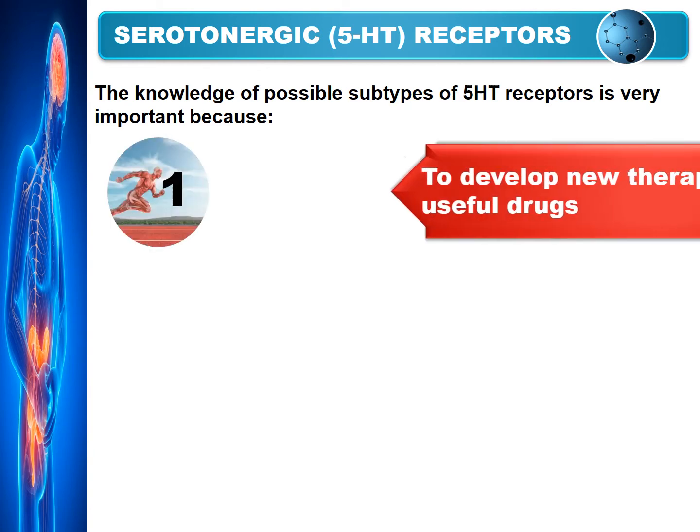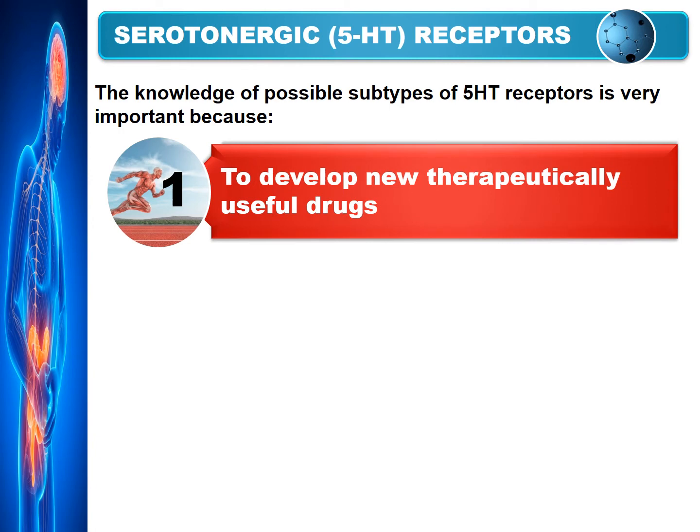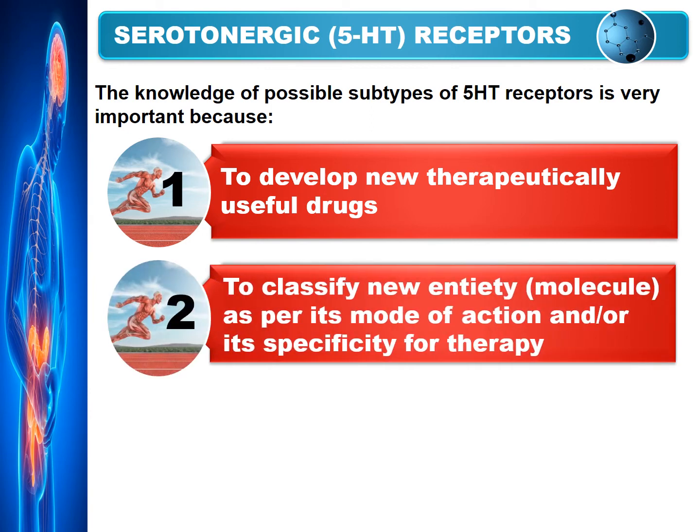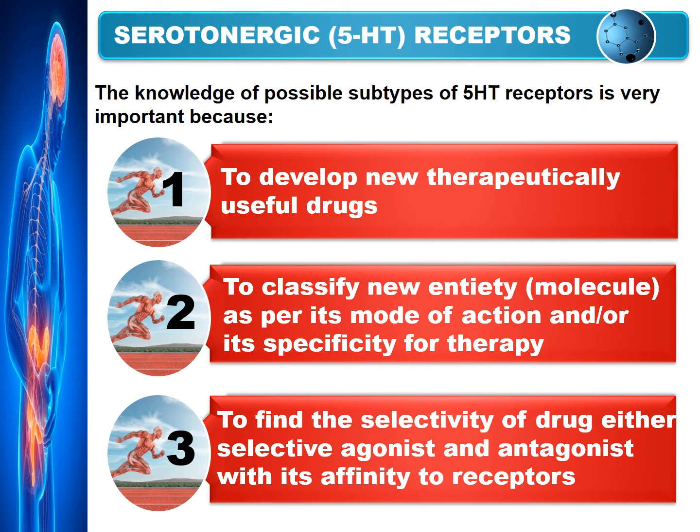Number one, to develop the new therapeutically useful drugs. Number two, to classify new entity or the new molecule as per its mode of action and or its specificity for the therapy. And number three, to find out the selectivity of drug, either selective agonist or antagonist, with its affinity to receptors. That's why the knowledge of possible subtypes of 5-hydroxytryptamine receptors is very important.